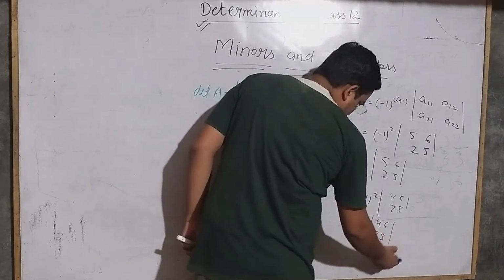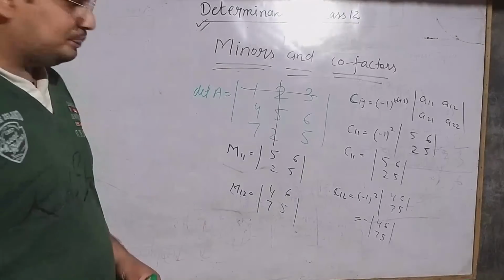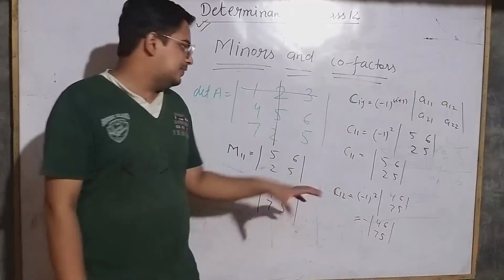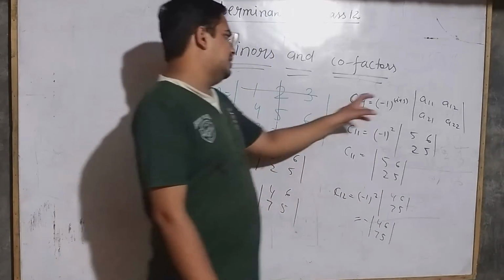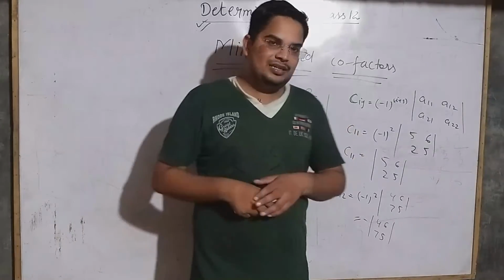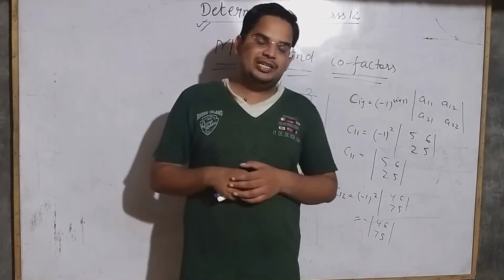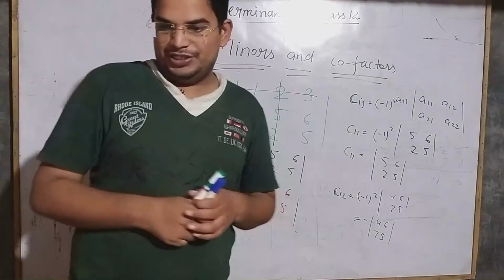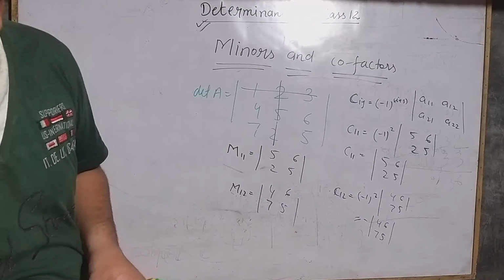Now you can see one thing. What have you observed, children? For the minors the value will always be positive, and for the cofactors the value can be positive or negative. If the sum i plus j is even, then you will get the positive cofactor, and if i plus j is odd, then you will get the negative cofactor. I hope all of you are getting my point, children. Let's move to the next part.